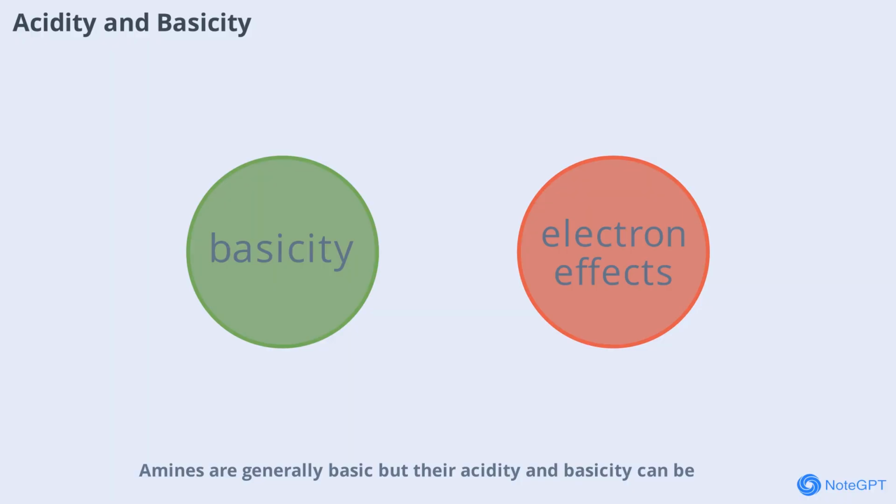Amines are generally basic, but their acidity and basicity can be influenced by the groups attached to the nitrogen. Electron-donating groups increase basicity while electron-withdrawing groups decrease it. Aromatic amines are less basic due to resonance effects.